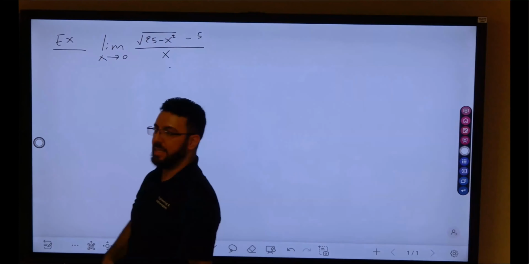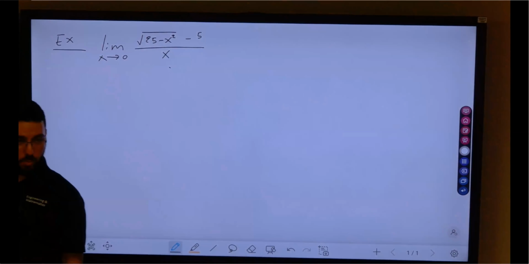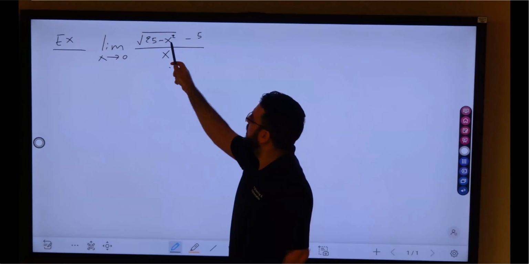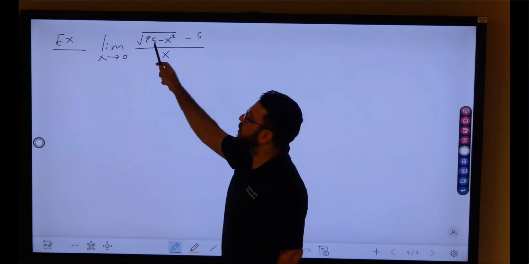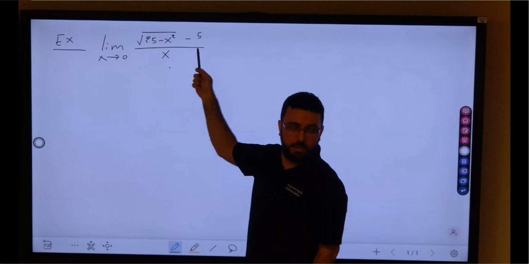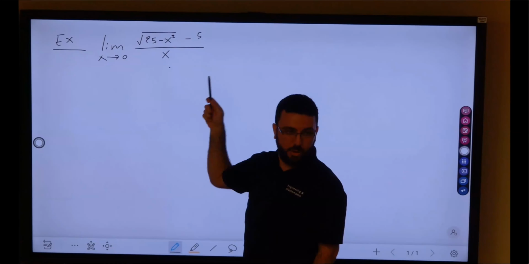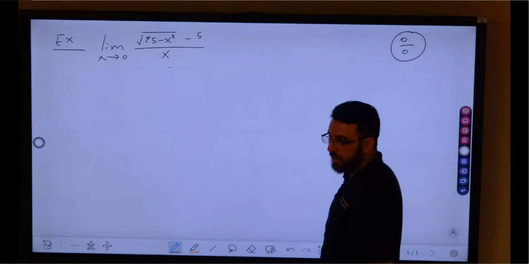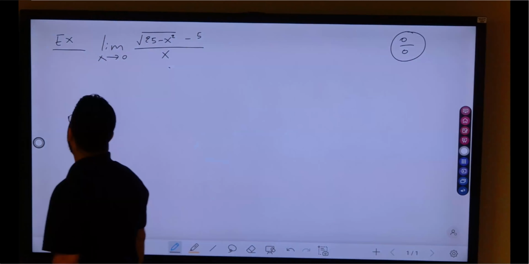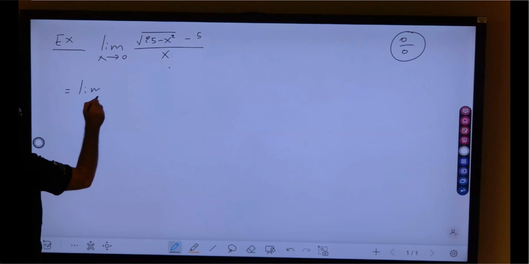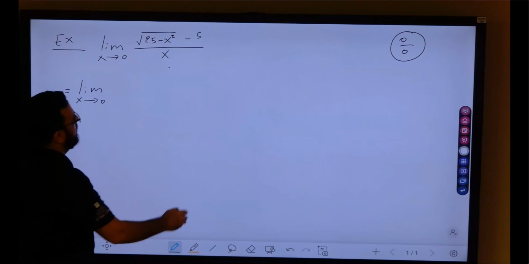But now, let's check, can I use the rule? Yes. First of all, if you plug in 0 here, it's going to be square root of 25, which is 5. 5 minus 5, 0. 0 over 0. That means we got 0 over 0. Can I use the rule? Yes. The rule says what? This one is exactly the same thing as the limit as x approaches 0 of what? The derivative.